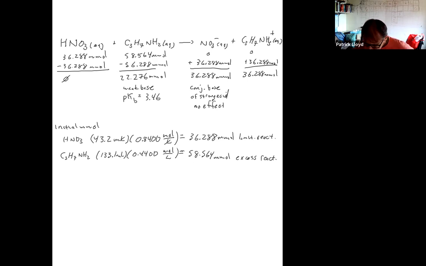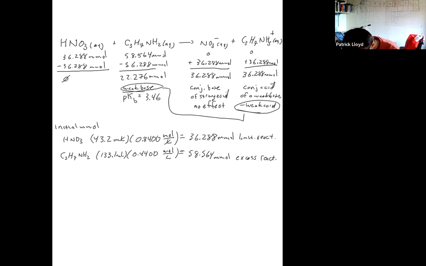Very little anyways. This one, on the other hand, is a different ballgame. This one is a conjugate acid of a weak base. And remember from chapter 16, the weaker a base is, the stronger its conjugate acid is. So since this propylamine is a weak base, its conjugate acid is also a weak acid. So it's going to act like a weak acid. What do we have? We have a weak base with its conjugate acid. That is what we call a buffer. So this titration has actually created a buffer solution that will resist changes in pH.